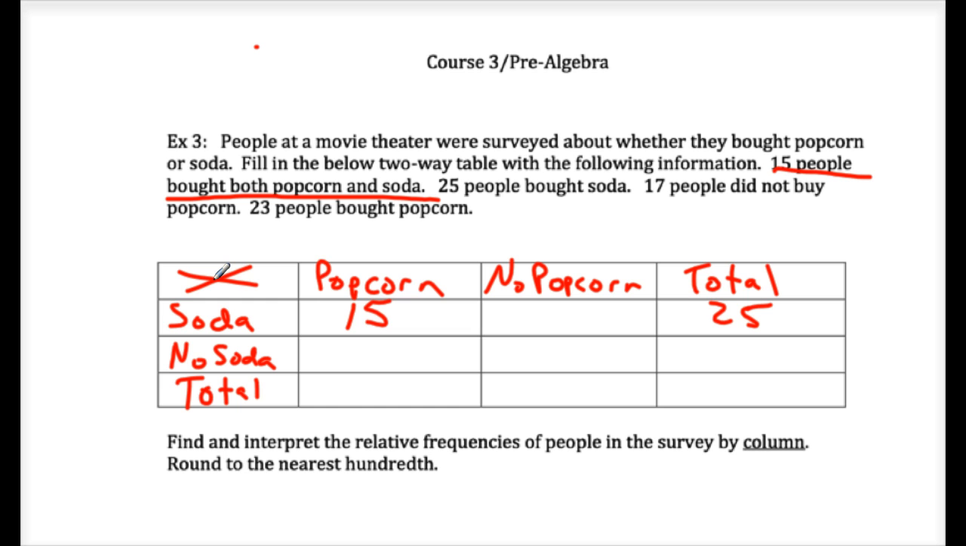Here's my next question, maybe to Catherine. How many people bought soda but no popcorn? 10. Very good. And she got that by subtracting.